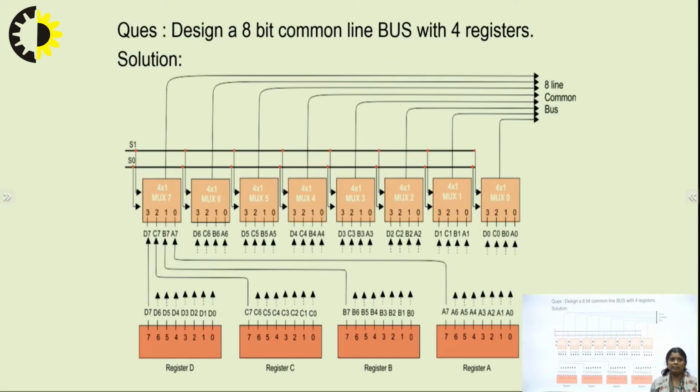Here is another example, an 8-bit common bus with 4 registers. There is an 8-bit common bus, meaning n equals 8, and the k value is 4. Because k equals 4, the multiplexer size is 4 cross 1 and the selection line will be log base 2 of 4, that is 2. 2 selection lines go to each multiplexer, and so we can create the 8-line common bus structure.